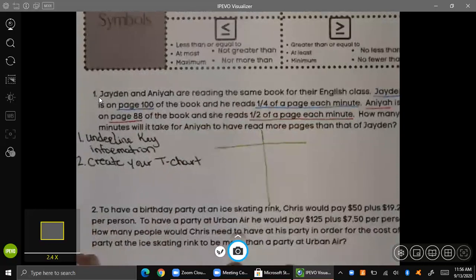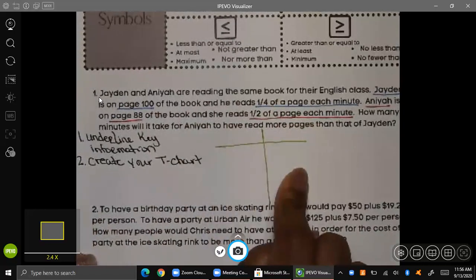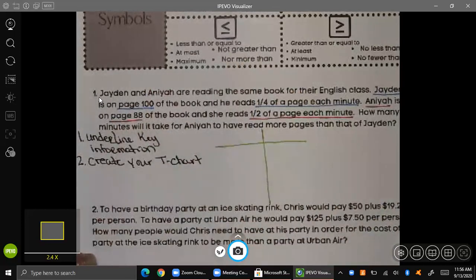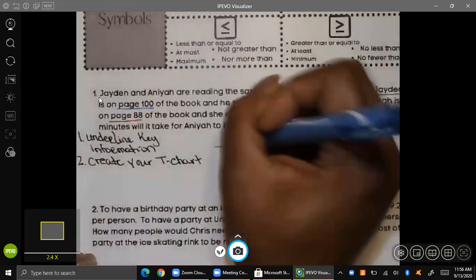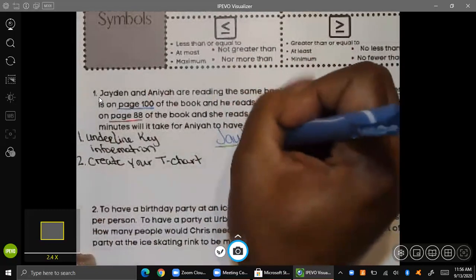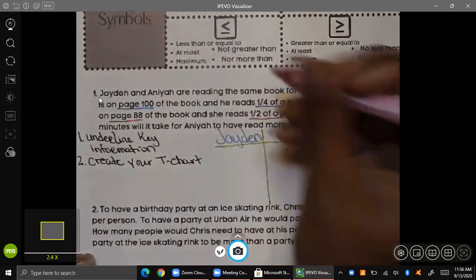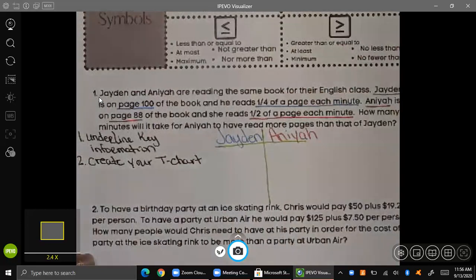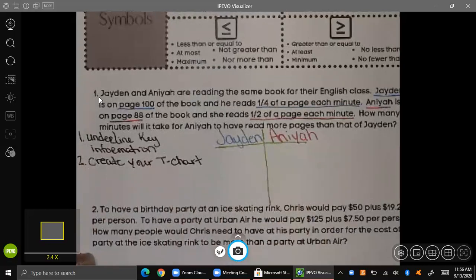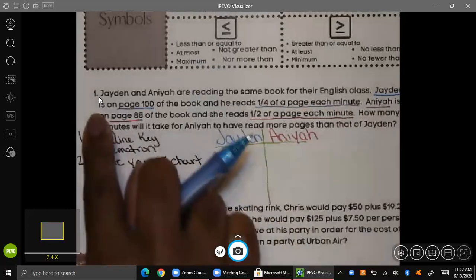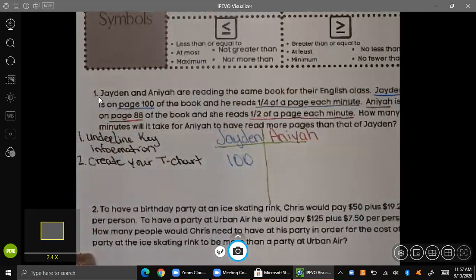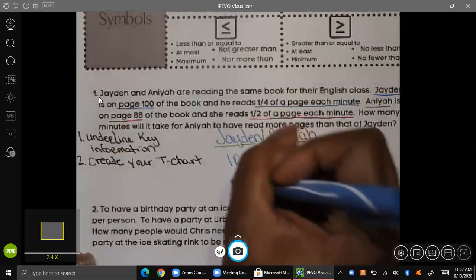For the T-chart, what we do is we label based off of what we're comparing. In this particular word problem, we are comparing Jaden versus Anaya. So I'm going to put Jaden on one side, and then I'm going to put Anaya on the other side. And then I'm going to see what numbers go under Jaden versus what numbers go under Anaya. So Jaden is on page 100. And he is reading 1/4 per minute.